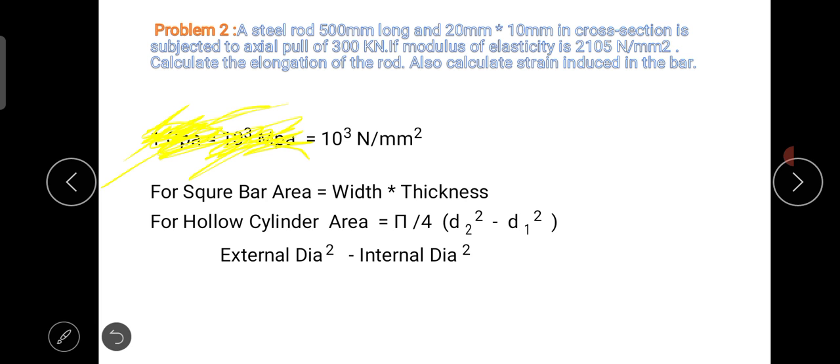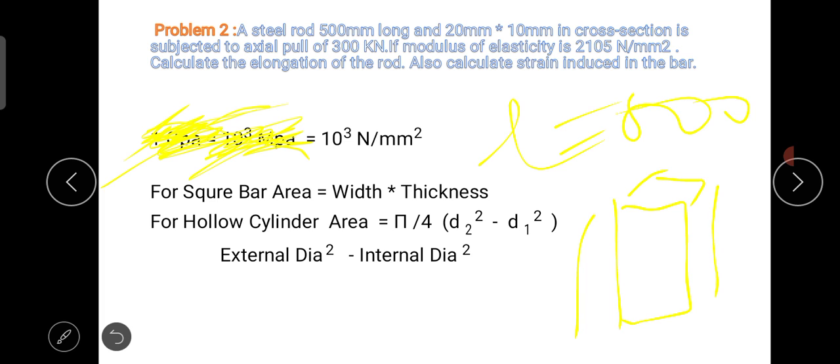Okay, so there is a problem. Now in that problem we have a steel rod, length L equal to 500 mm long, and 20 mm and 10 mm in cross section. Actually 20 mm is its width and 10 mm is the thickness. So this is a rectangular rod as shown in the figure. Its width is 20 and thickness is 10 and length L is equal to 500 mm.